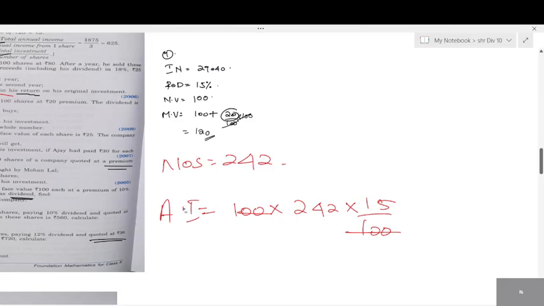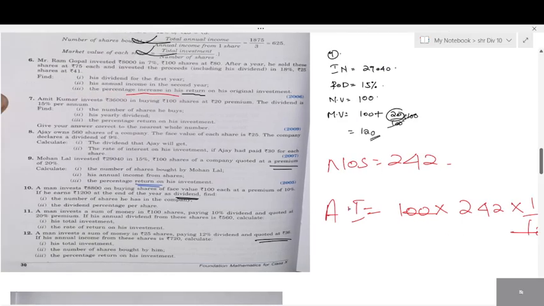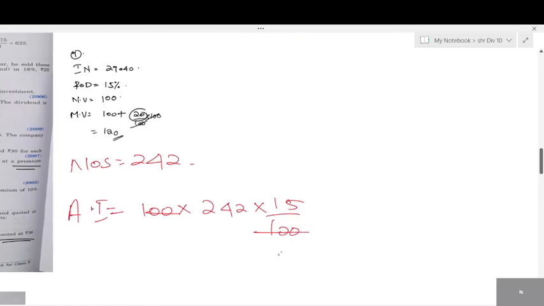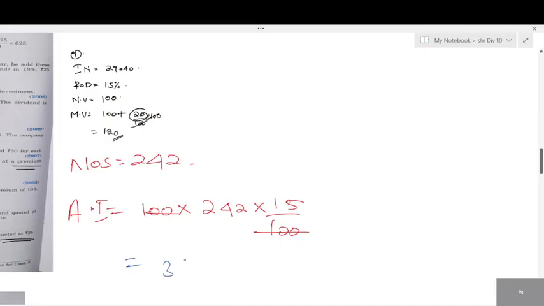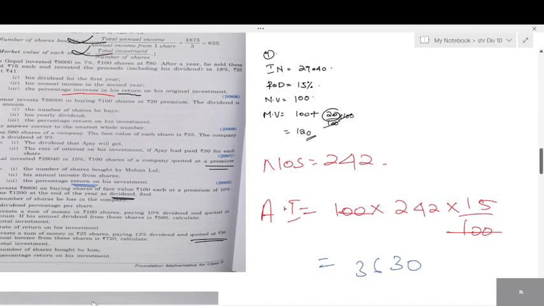So AI, what is this AI? What did I write? Annual income. The 0 and 0 get cancelled. What's the answer? 242 into 15. What did you get? 3,630. We got this. Next one.